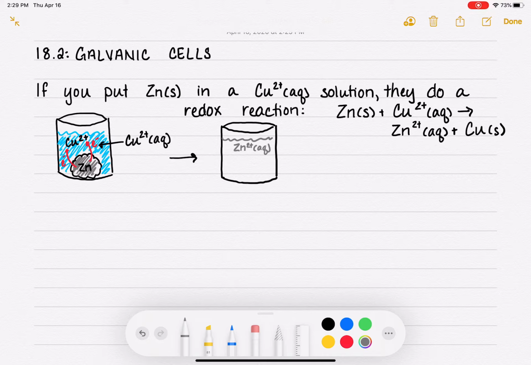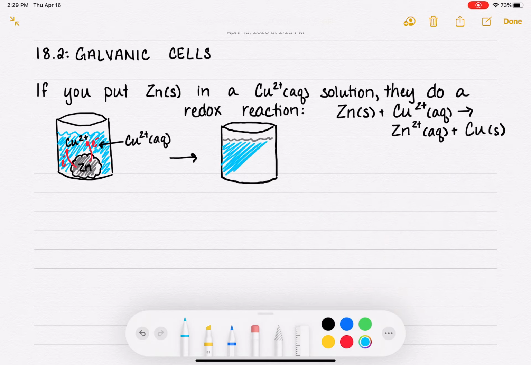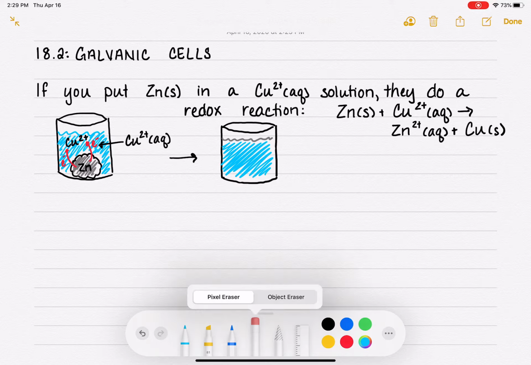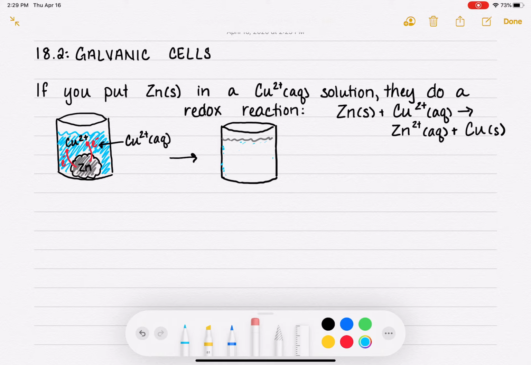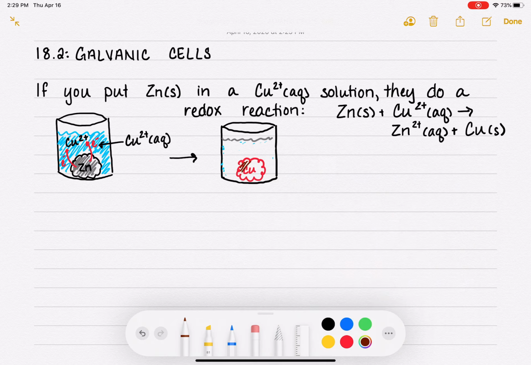Also, at the same time, I'm going to erase this for a second, we had all of that copper 2+ ion floating around in solution, beautiful. As that copper picks up the electrons and becomes the copper atom, it also starts removing itself from solution, but it doesn't disappear. It actually solidifies and becomes metallic copper, which is kind of this reddish brown color. It's more like this color right here.